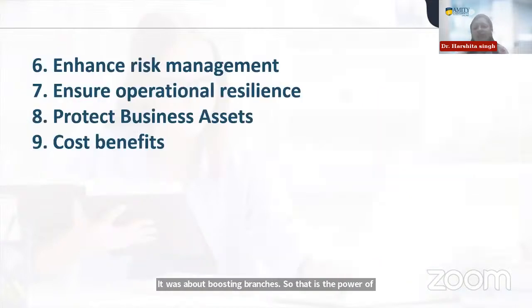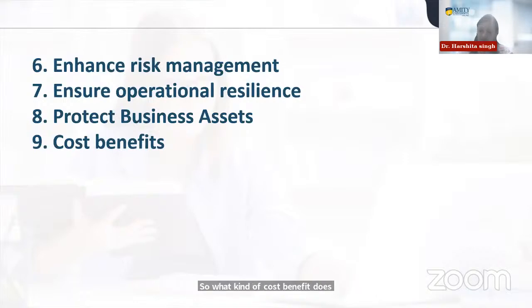It helps you enhance risk management. It ensures operational resilience. It protects your business assets, and it also provides you cost benefits. So what kind of cost benefit can a BCM plan have for you? Let me share with you a hypothetical example.